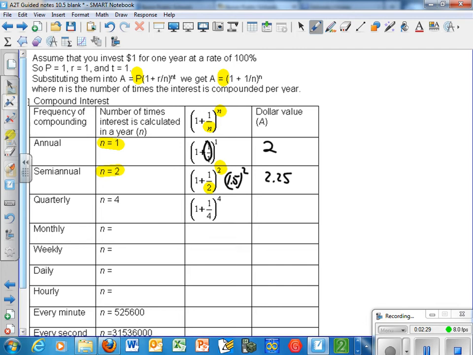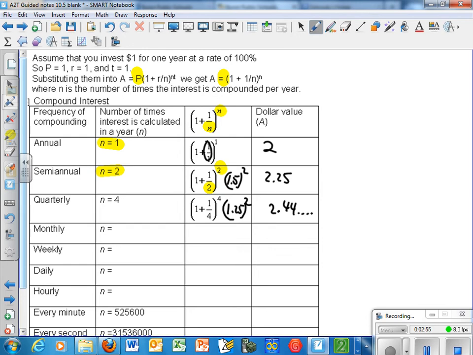And then we fill in when N is 4, it's 1 plus 1 over 4 to the fourth. You could take the calculator. I'm not going to pull mine up here, but that'd be 1.25 to the fourth power. It would be 2.44, and I'm going to go to a couple decimal places. There's more digits after that, but I'm going to round off here.